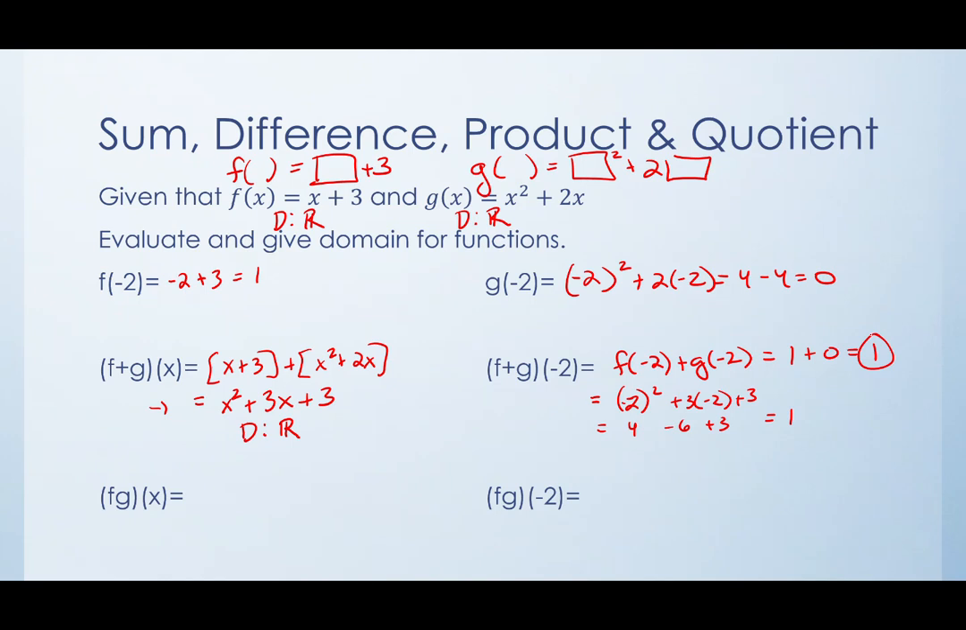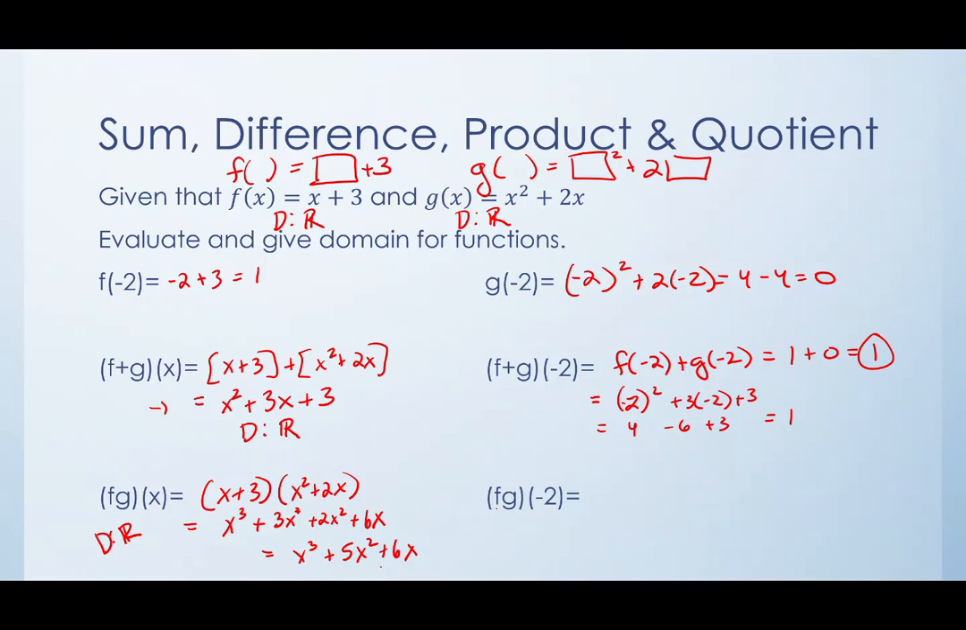All right, what about f times g? We're going to have f times g, x plus 3 times x squared plus 2x. And of course, to get the function, we really should multiply this out. We can FOIL it or use the box method or whatever you like. We've got x cubed, we've got 3x squared plus 2x squared plus 6x. So simplifying that, x cubed plus 5x squared plus 6x. And of course, still, domain all real numbers.